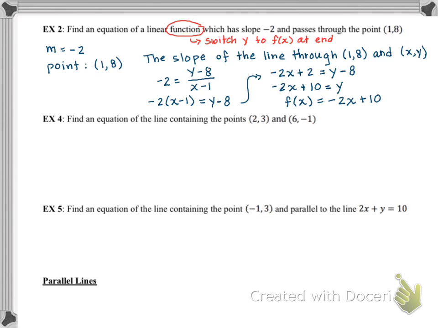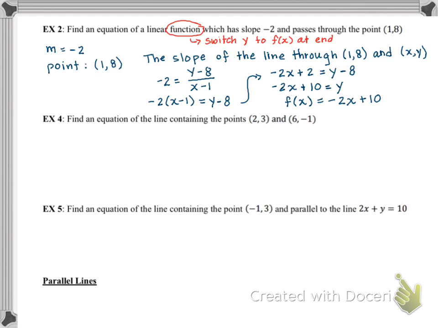If I'm taking a test and I had this problem and I did all this work, how might I know if I did it right, if I got the right answer? How could you check? Plug in the x and y values. Yeah, if you took x equals 1 and plugged it in, and if you get 8, then you know it's true. Or you could plug both of them in and see if you get a true statement.